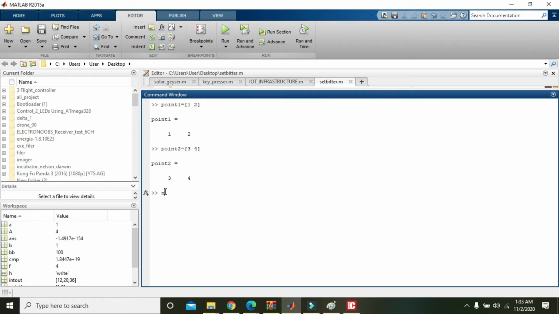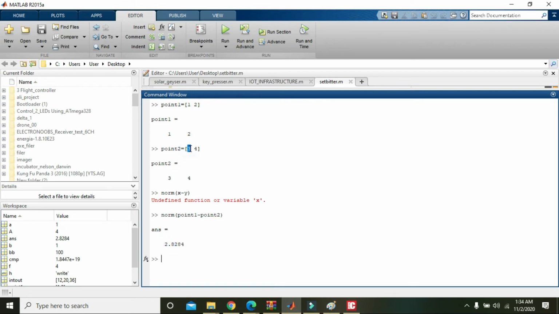In order to find the distance between them, we need to write norm of x minus y. So in this way, it will just calculate the distance between these 2 points, like the 2-point distance formula. So we will write, okay, sorry, it's point 1 minus point 2. So we will enter, and it is 2.82.